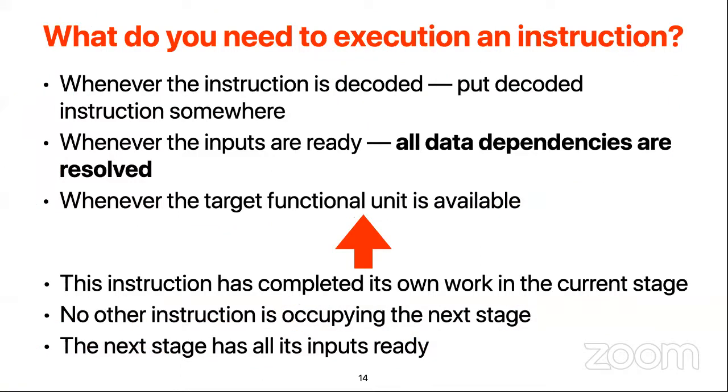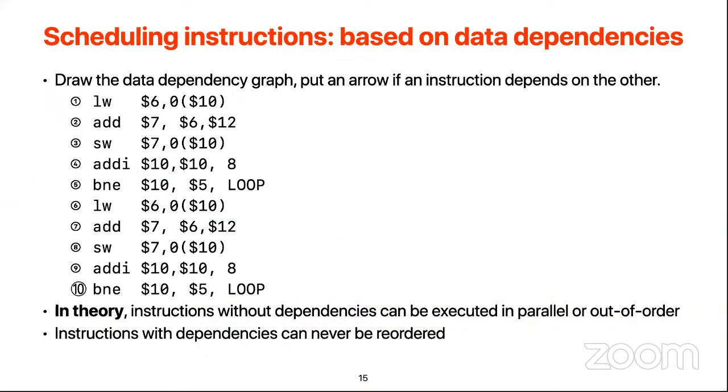Given this is the criteria, as long as an instruction has its data dependencies resolved, then we should be able to put this instruction into execution, right? So it becomes really important for us to figure out the data dependencies among instructions, which you already practiced before the midterm, but I want you to think about this in another way. Let's try to draw a data dependency graph among these instructions. For this example, instructions 1 and 2 depend on register number 6. The output of instruction 1 will be used by instruction 2, so there should be an arrow between them.